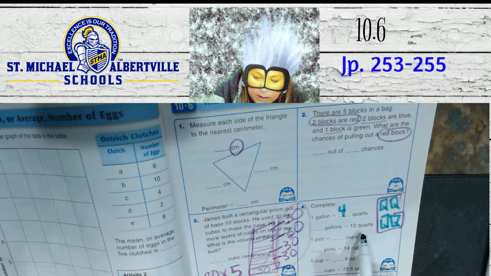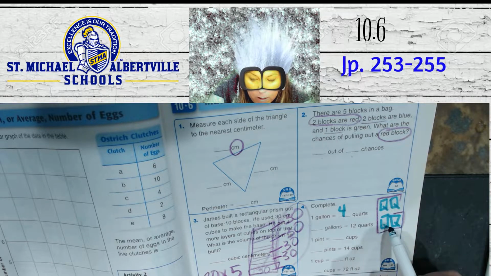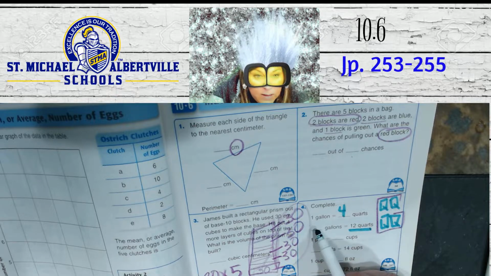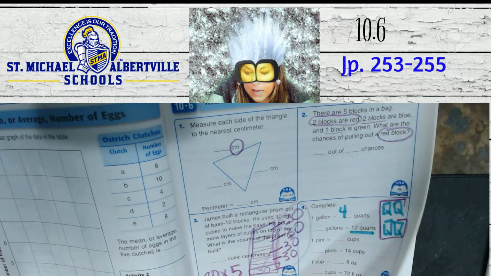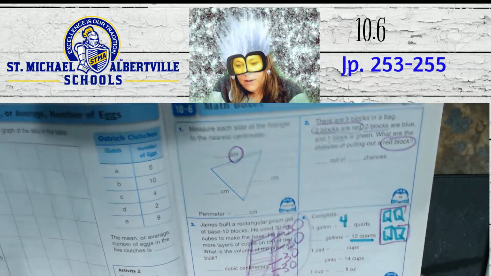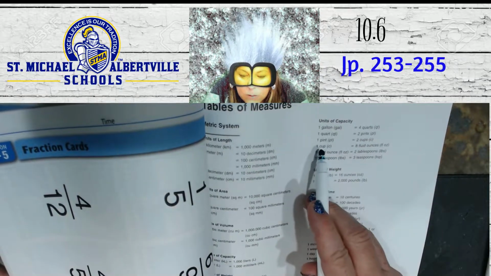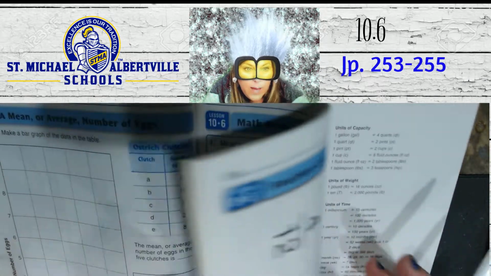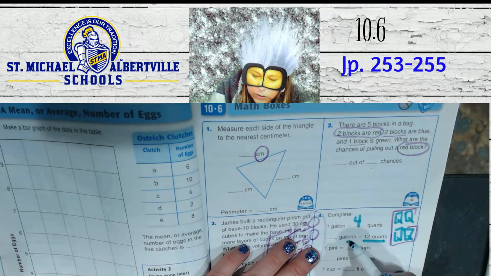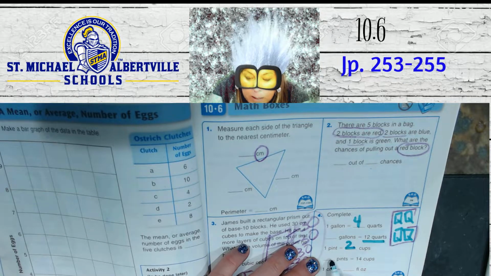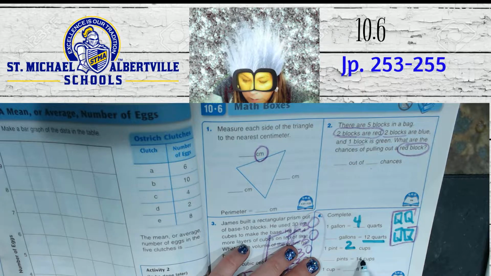How many gallons equal 12 quarts? So how many times do you have to count by 4 to get to 12? That's going to tell you how many gallons. 1 pint, how many cups? If I look in the back and find pints, it says 1 pint equals 2 cups. I don't even have to think about it: 2 cups. Now, how many pints to equal 14? You would count by 2s until you get to 14.